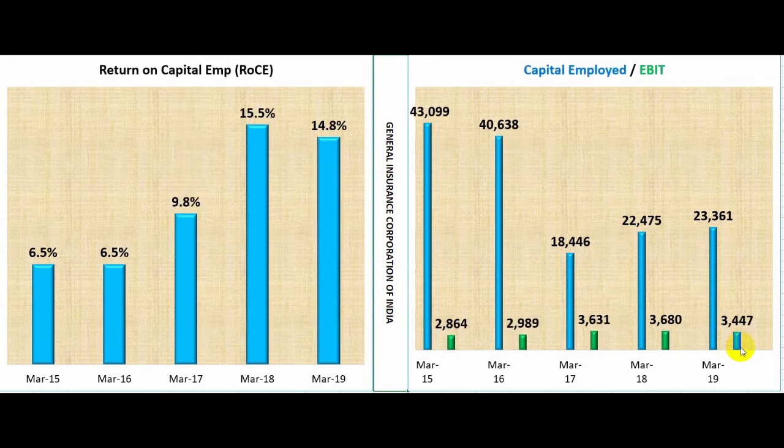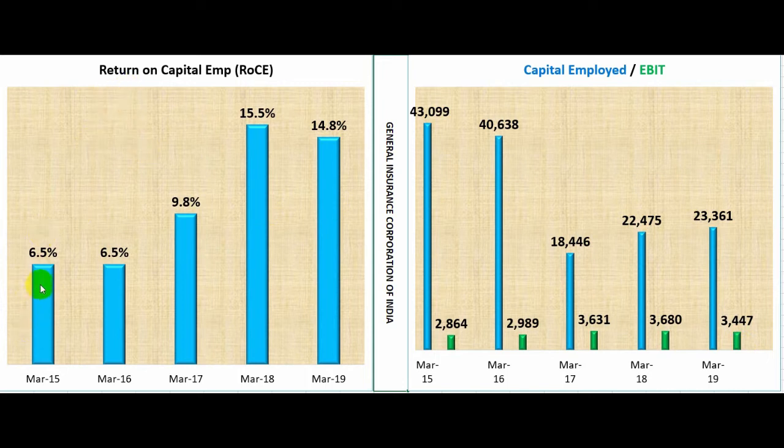Next we'll look at the return on capital employed. This is the total capital employed, and total capital employed consists of the debt and the equity portion of the balance sheet. So on that total source of fund that the company has received, what was the EBIT the company managed to generate? This is the top line profit, earnings before interest and tax.